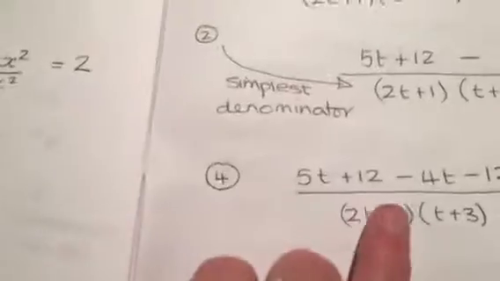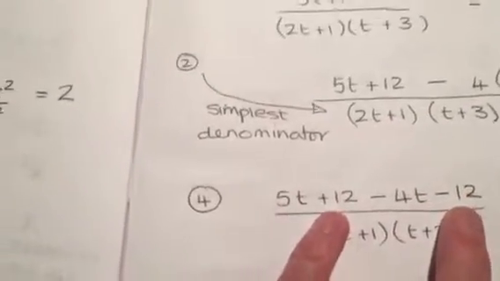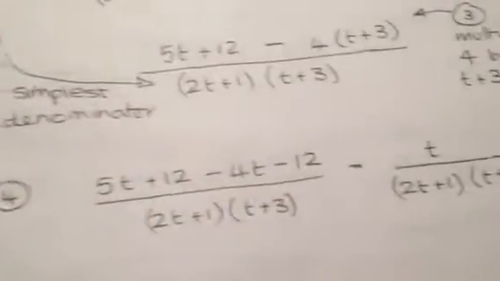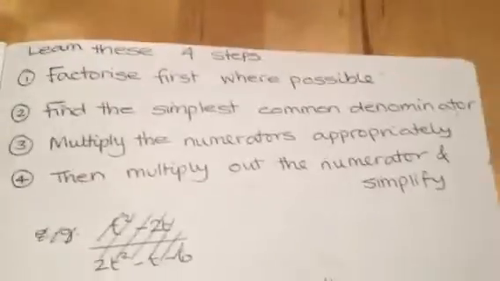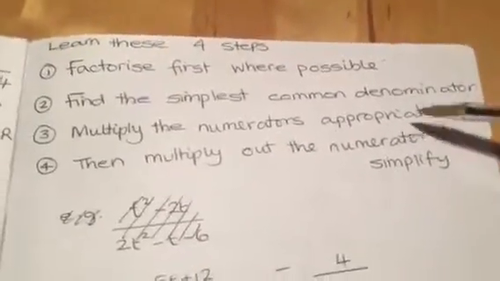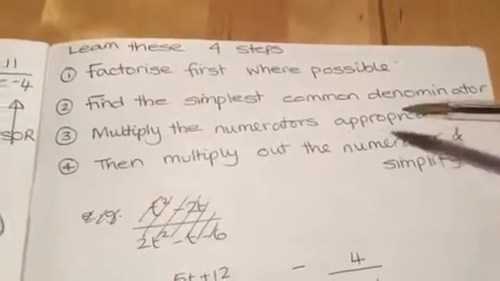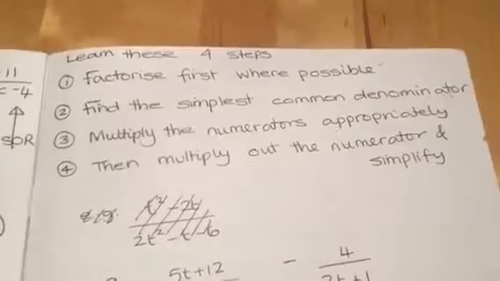simplify it. So I've got 5t plus 12 minus 14 minus 12. The 12s cancel to just give me 1t. So 4 steps that you need to learn. Factorise, find the common denominator, multiply the numerators appropriately so it's over the common denominator. Don't forget to multiply the numerator and simplify where you can.